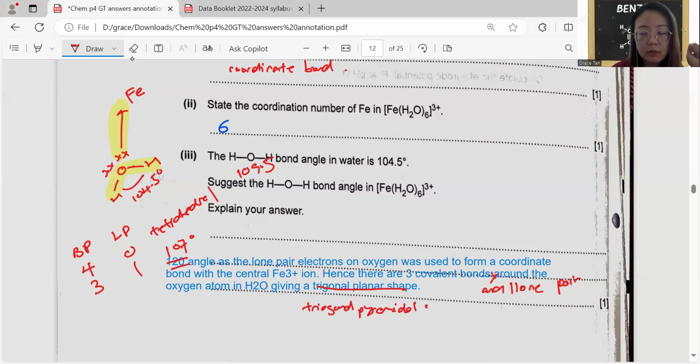I know they never ask for shape, but normally angle and shape come together, but I suppose your 107 will get the mark. Maybe they will require you to add on to explain by using 3 bond pairs and 1 lone pair. So you can see in the highlighter, the 3 bond pairs and 1 lone pair will give 107, just like ammonia.